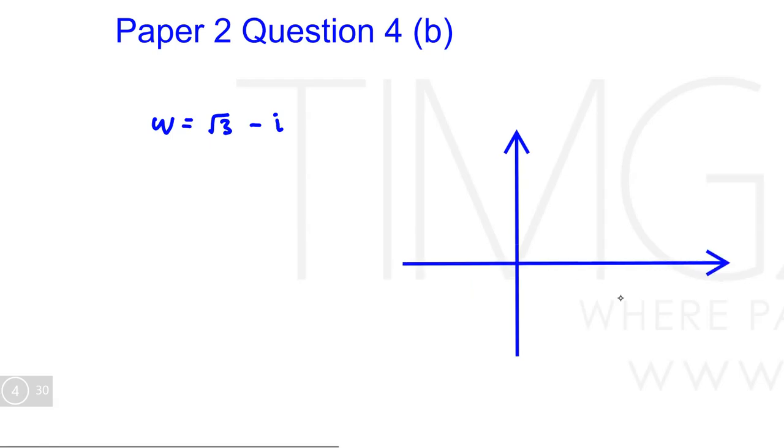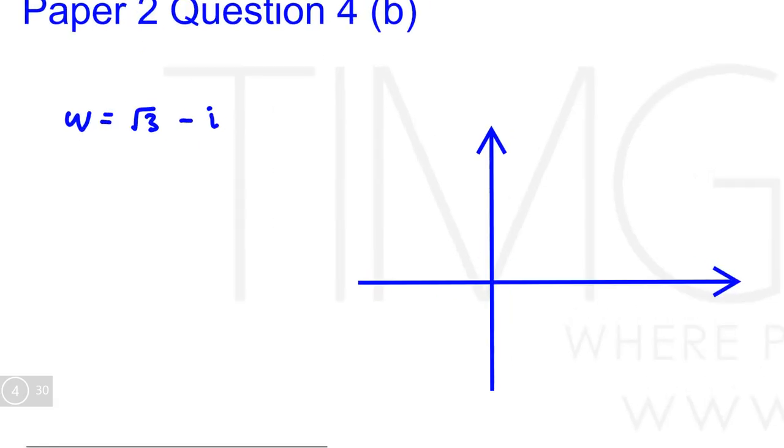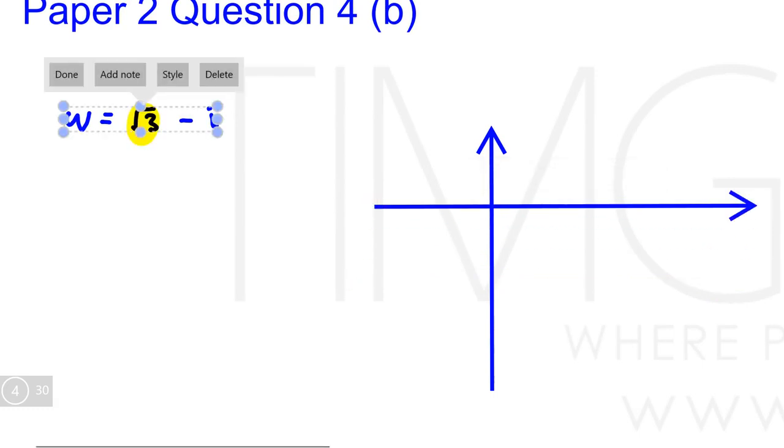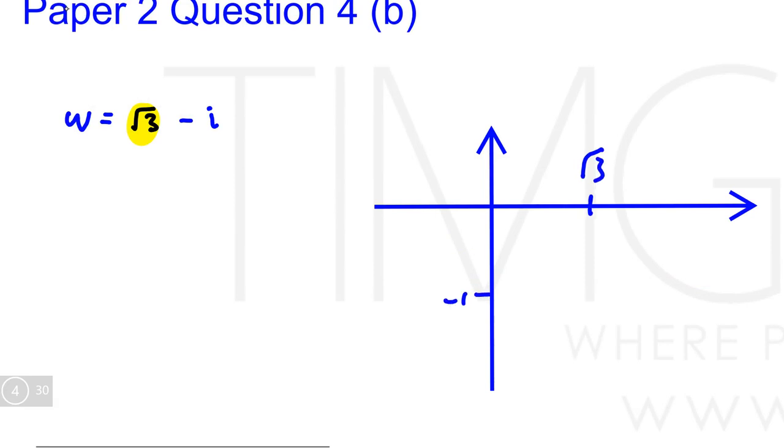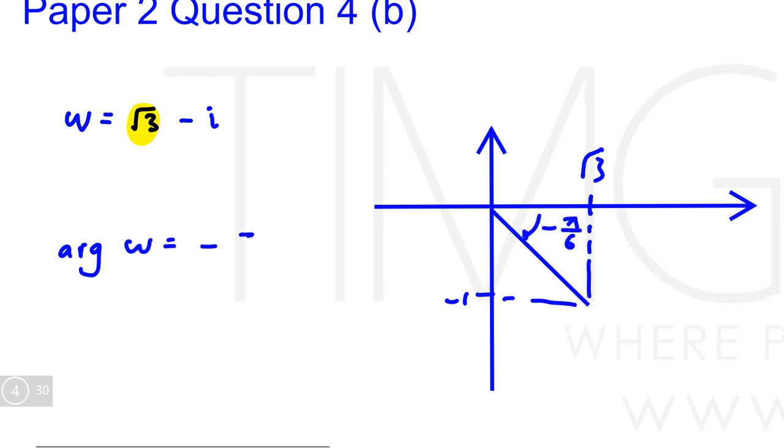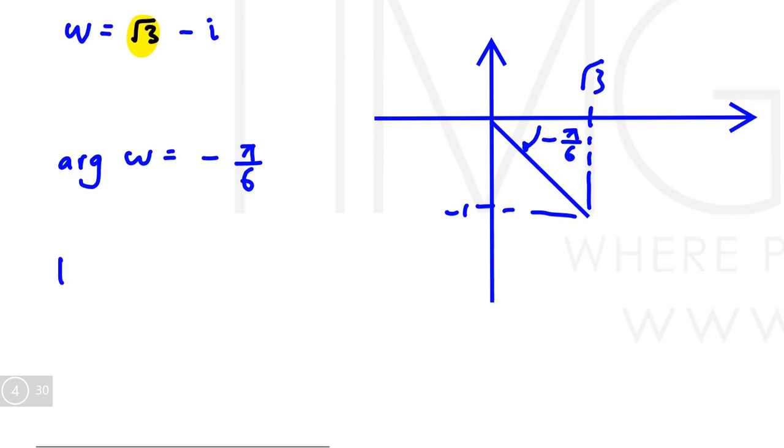This part B question is not very difficult per se, I think. So you see that it's root 3 and 1, you can find the exact argument. So root 3 and minus 1 is here. So I guess you can get the argument of W is actually minus pi over 6. Okay, then after that the modulus of W will just be root 3 squared plus 1 squared.